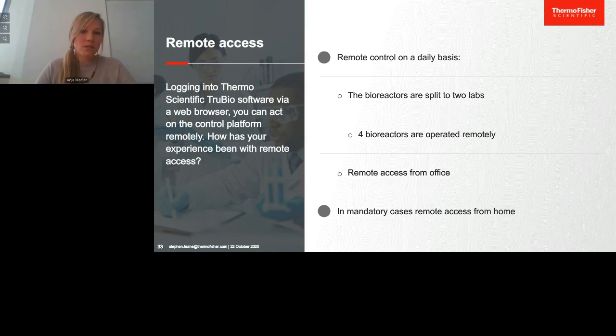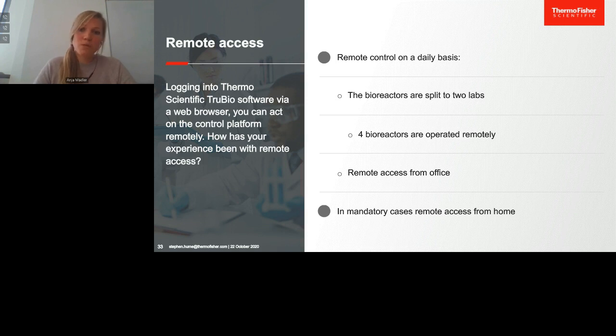Yes, so we necessarily use remote control on a daily basis, as our bioreactors are split into 2 labs, and for 4 of them, we only use remote access to control them. And also we use the remote access from the office all the time to have an eye on the processes during the day, or if we do small changes, we don't have to wait for the reaction in the lab or get changed all the time, go in the lab and out again. So this is quite handy in the daily routine.